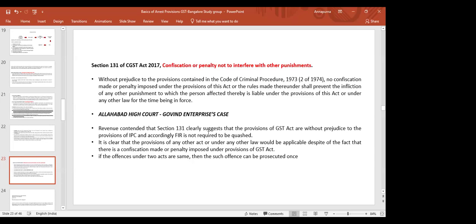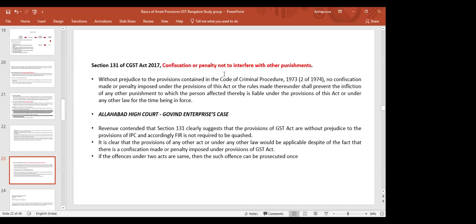So here in the Govind Enterprise case, the petitioner is saying that there cannot be any arrest under the GST Act, because the FIR filed under IPC has to be quashed, as the proceedings under Section 132 were not complied with. That is the contention. Then the revenue was trying to bring out Section 131, saying it is without prejudice to the provisions of IPC.